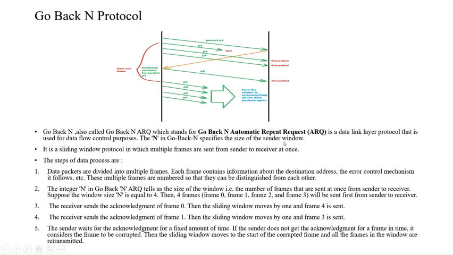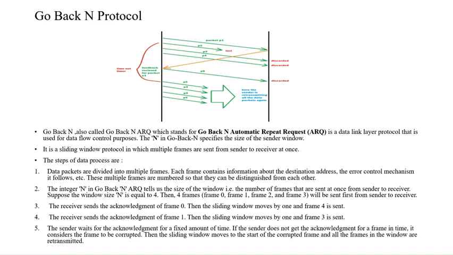Now, coming to the Go Back N protocol. The diagram involving the Go Back N protocol is depicted here. Go Back N, also called Go Back N ARQ, stands for Go Back N Automatic Repeat Request. It is a data link layer protocol that is used for data flow control purposes. The N in Go Back N specifies the size of the sender window. It is a sliding window protocol in which multiple frames are sent from sender to receiver at once. I mentioned the sliding window protocol earlier.